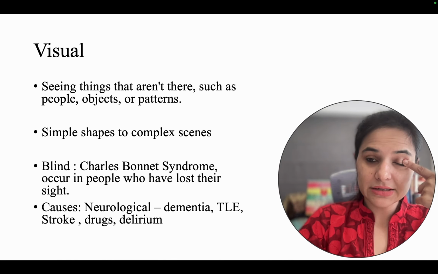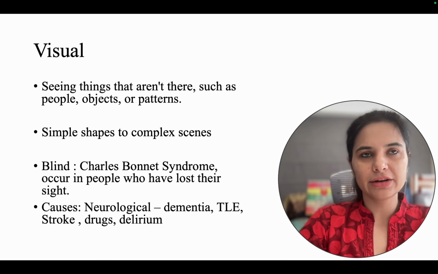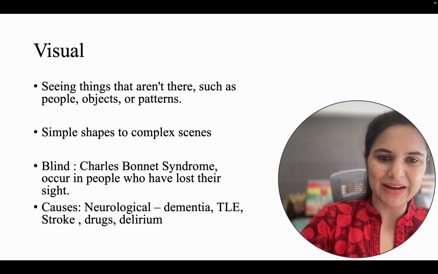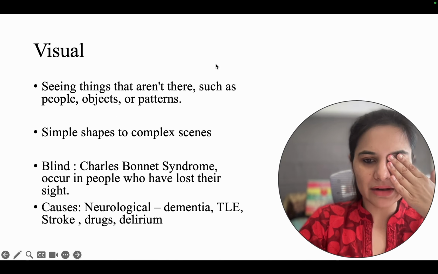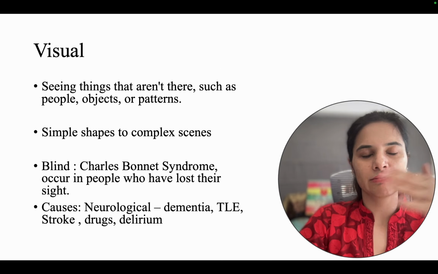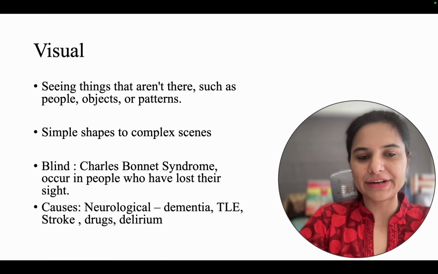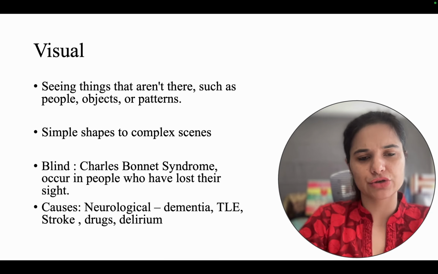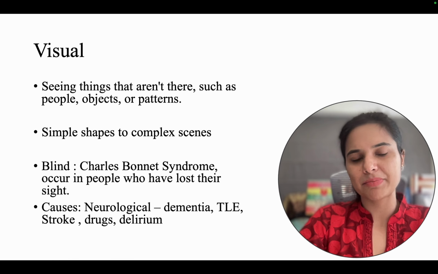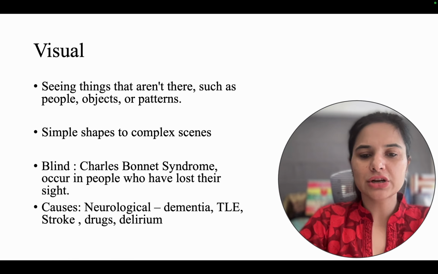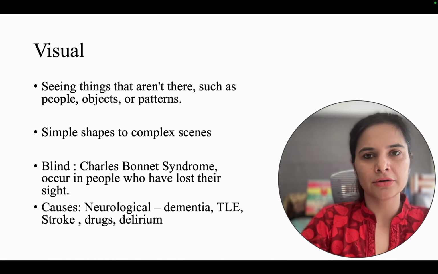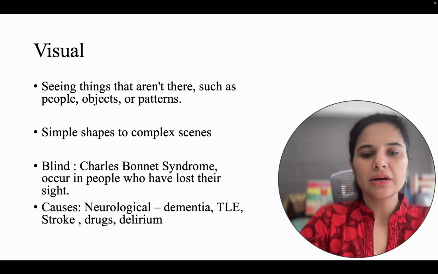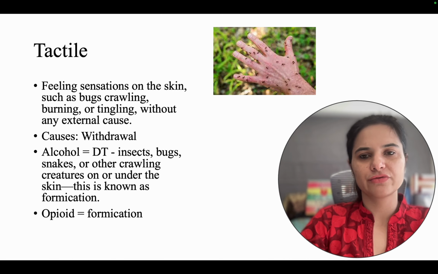Let's talk about the other one, that is visual hallucination. Seeing things that are not there. It could be not only simple shapes, but also very complex scenes. There is something called Charles Bonnet syndrome, in which blind people, who do not have eyesight, can also have visual hallucinations. They can even say that they're seeing people standing in front of them. There are neurological conditions, dementia, TLE, temporal lobe epilepsy. There are drugs which can induce visual hallucination, like I said, the hallucinogens, certain psychotropics, delirium, stroke. All of these can lead to visual hallucination.